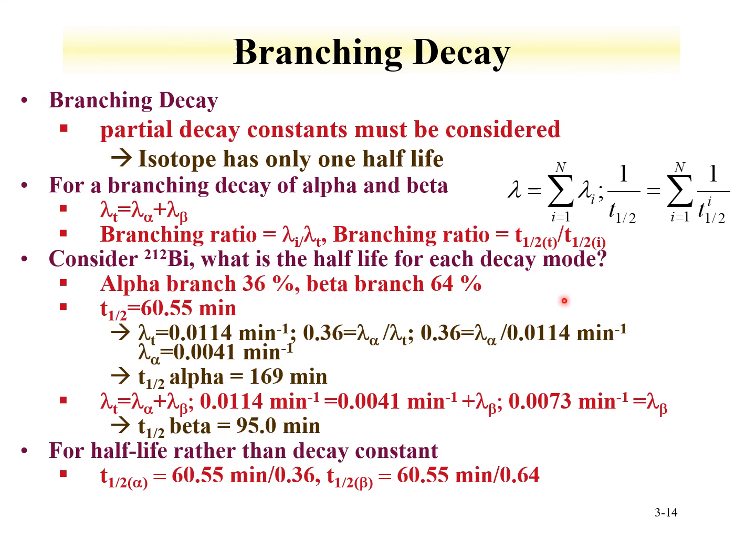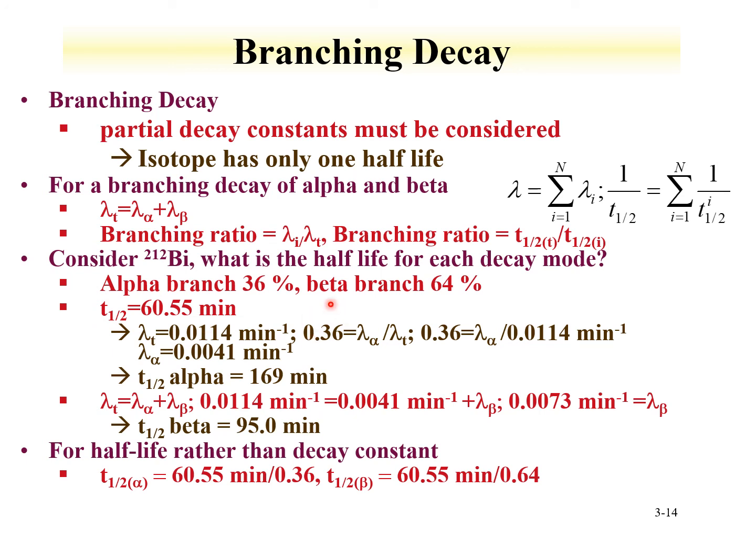What's the half-life for each decay mode of bismuth-212, which decays by alpha and beta? We see that there's a 36% alpha branch and a 64% beta branch. The half-life is about an hour. The decay constant is log 2 divided by 60.55 minutes.